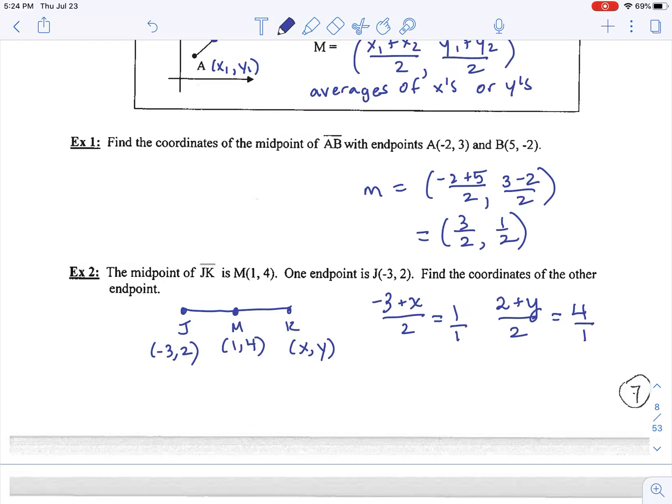I'm going to have us pause here and then solve the rest of the way for that. So hopefully you got the answer for the coordinate point K is (5, 6).